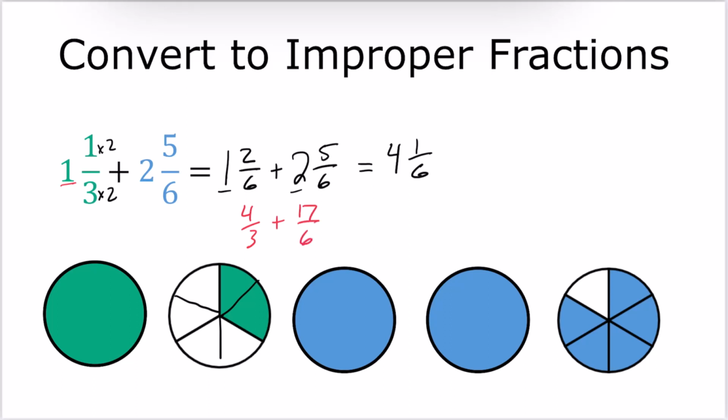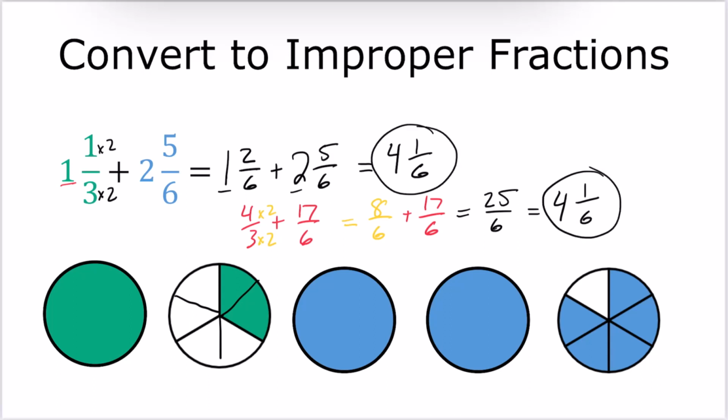And then once you have the improper fraction form of the mixed number, then you can find common denominators and add them together. So in this case, I would multiply by 2 to get a common denominator of 6. And that would equal 8/6 plus the 17/6. And if you add these together, 8/6 plus 17/6 would be 25/6. And 25/6, if you take 25 and divide them up into groups of 6, well, you'll have 4 wholes and you'll have 1/6 remaining. So you end up with the same answer either way.